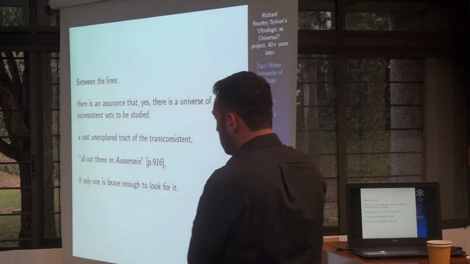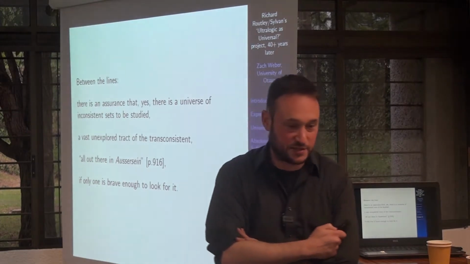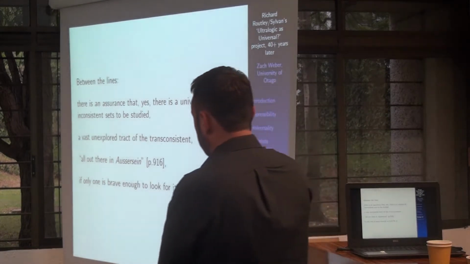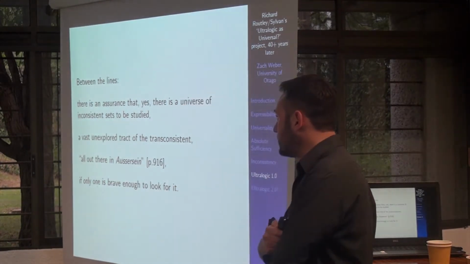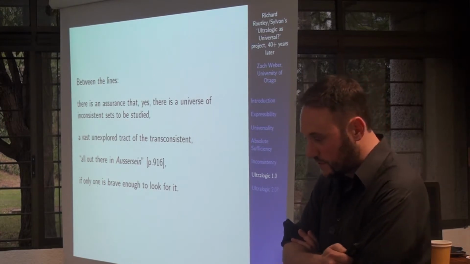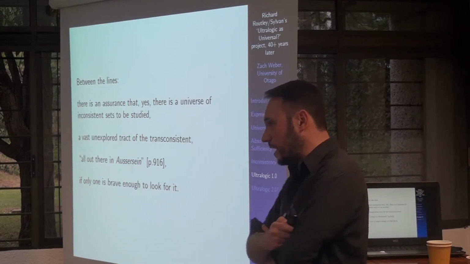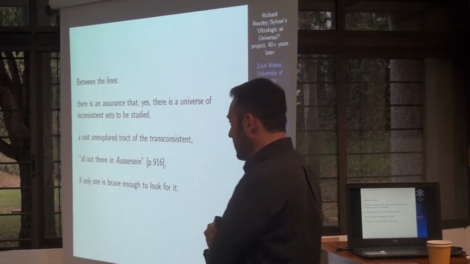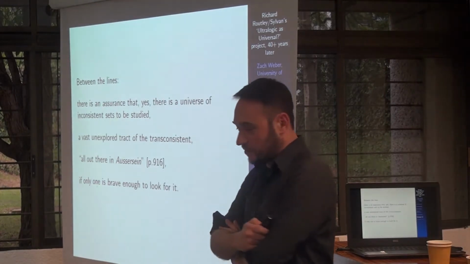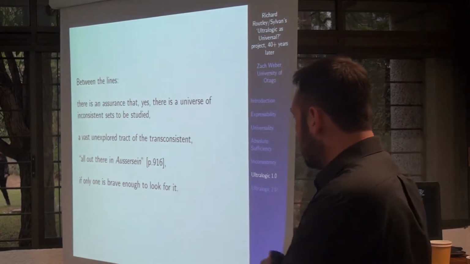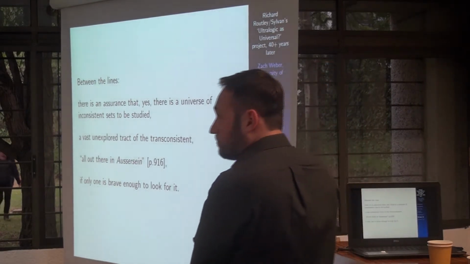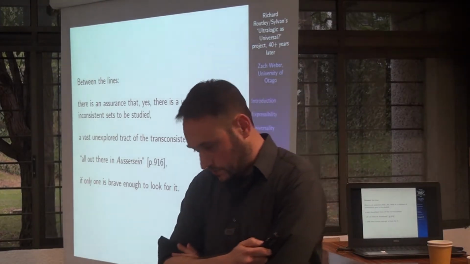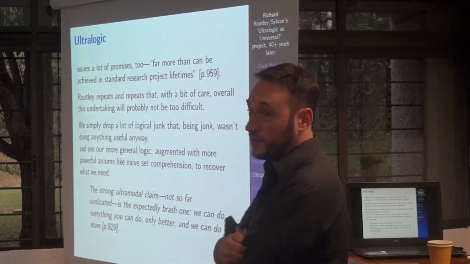So between the lines of the essay, sometimes on the lines, but between the lines, more than even just the content, is this vision and an assurance that, yes, there is this universe of inconsistent sets and inconsistent objects out there, and they're really out there, well, really, in some sense, out there in Aussersein, which I've come to think is not a correct use of Aussersein, but that's all right. They're out there. You just have to be brave enough to look for them. So if nothing else, that's valuable about the essay. It issues a lot of promises.